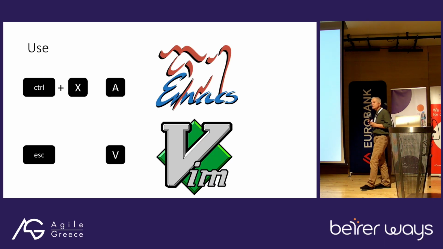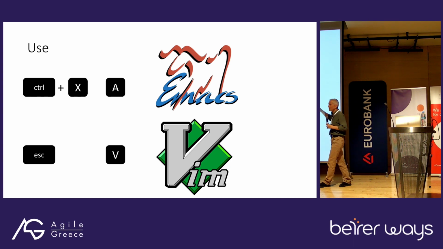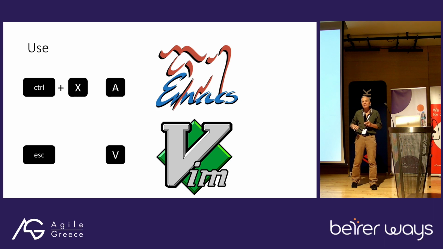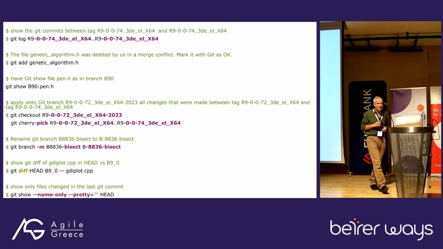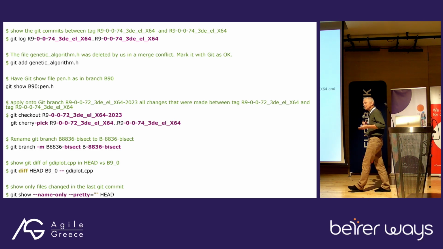How do you use it? When you write your prompt, you press Ctrl+A for AI, if you're using the default Emacs key bindings, or Escape and V if you have switched to the VI bindings of the command line, and you get the answer directly. Here are actual examples of how I've used it in the past.